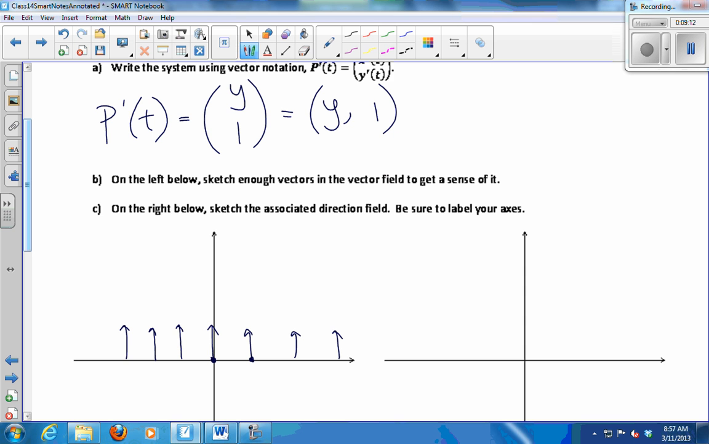All right, so let's try 0, 1. If I plug in 0 for x, 1 for y, I get 1, 1 as my vector. So over 1, up 1, and that's how I plot my next vector. And then let's see if I plot a vector at 0, 2. I'm going to plug in 2 for y, so I get 2, comma 1, which would be over 2, up 1, and that's my next vector.